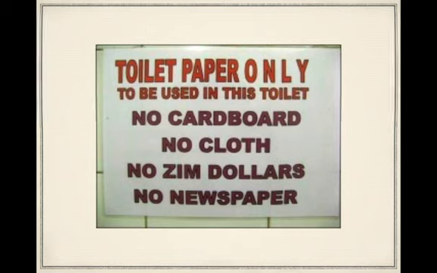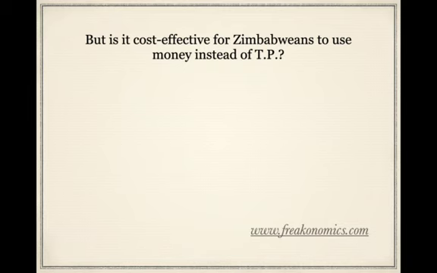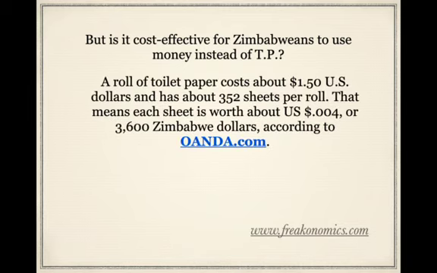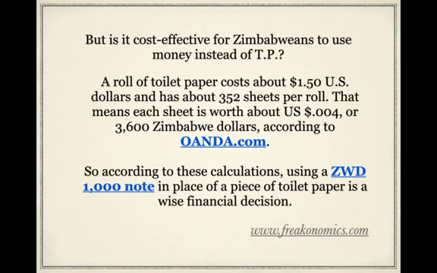But that does leave us with the question of, is it cost effective for Zimbabweans to use money instead of toilet paper? Well, at the time of that image being posted, a roll of toilet paper cost about $1.50 US. And a roll of toilet paper has about 352 sheets per roll, which means each sheet is worth about 4/10 of a penny. 4/10 of a penny converts, or converted at the time of that image, to 3,600 Zim dollars. So what does this tell us? Well, this tells us that using a 1,000 Zim note is a wise financial decision. Doesn't mean that it's a wise health or sanitation decision, but it certainly is almost around a quarter as expensive to use a $1,000 note rather than a sheet of toilet paper.